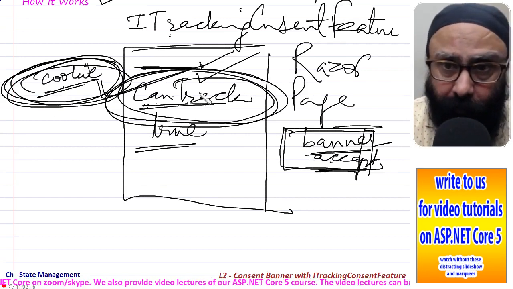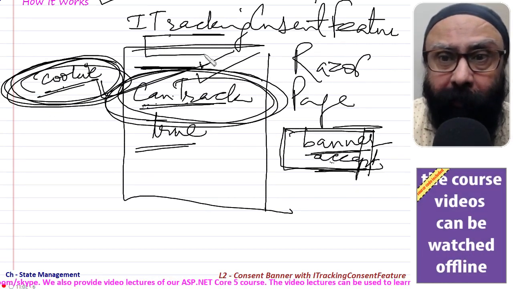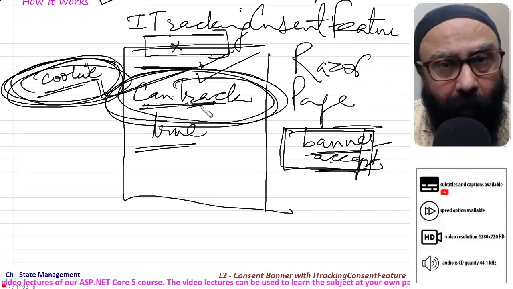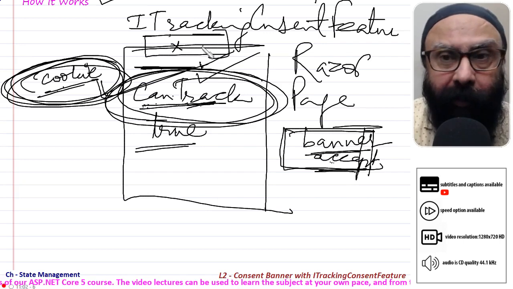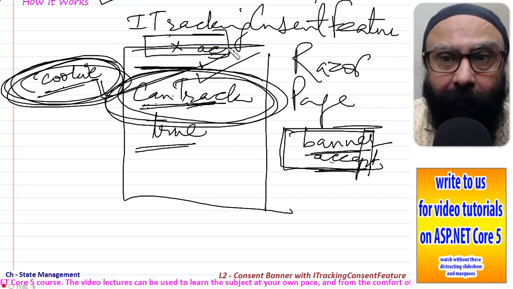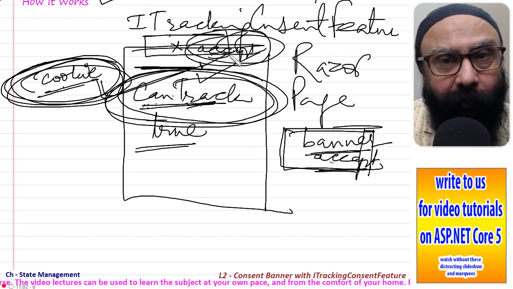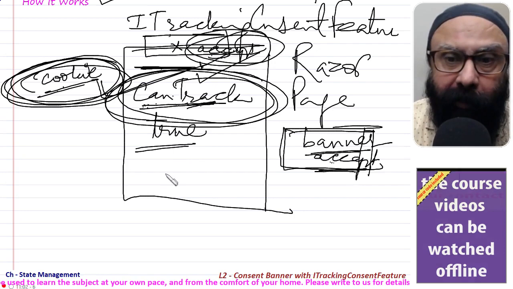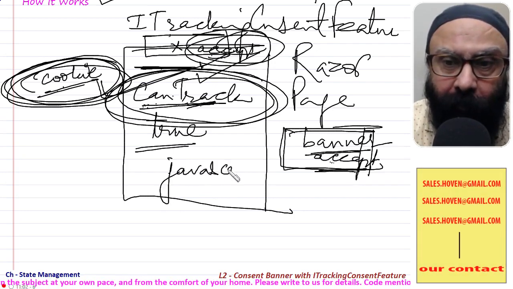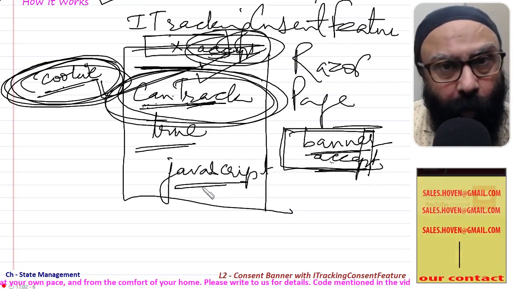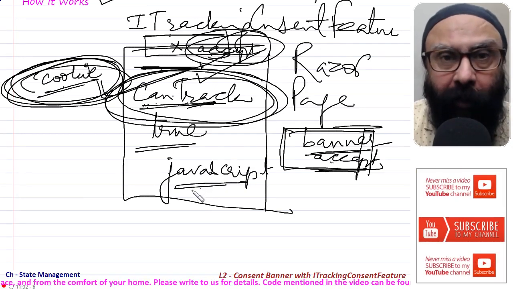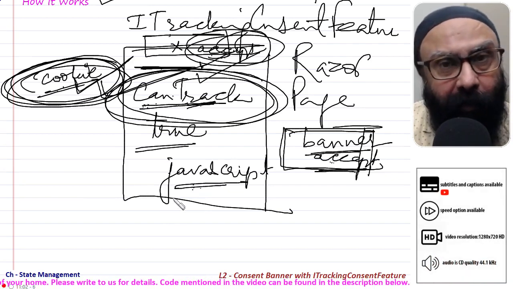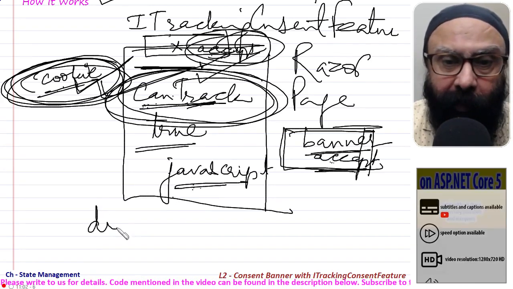Now you have shown him the banner, because CanTrack returned false. Now what happens when the accept button is clicked? When this accept button is clicked, a JavaScript code will run, which will cause the cookie to be created, entirely through JavaScript.